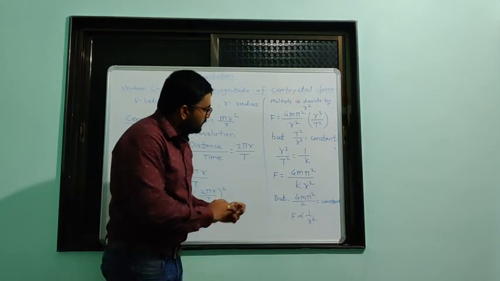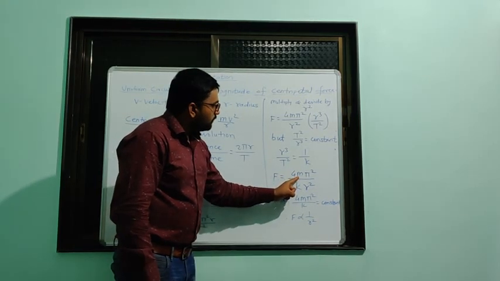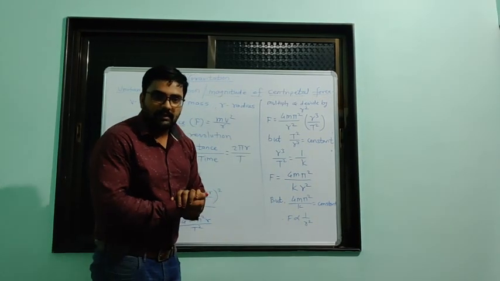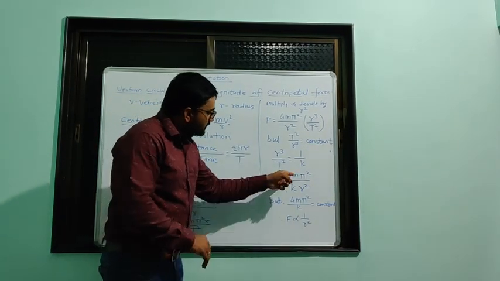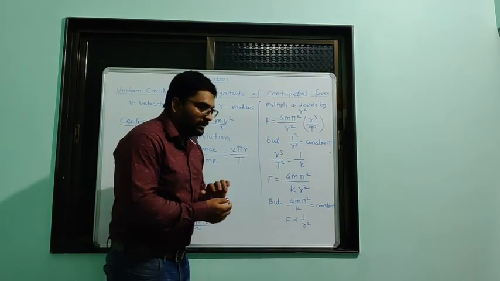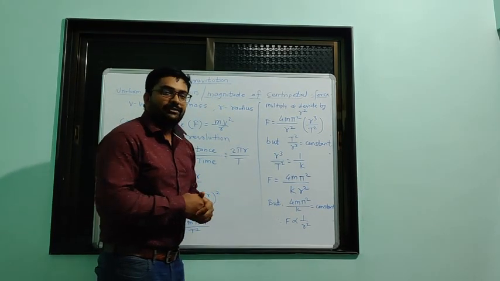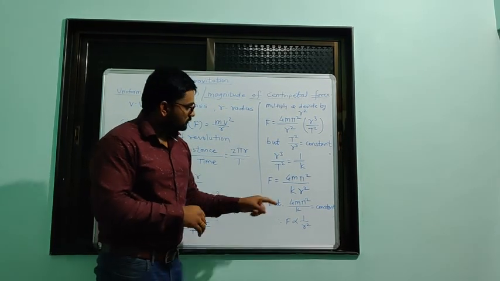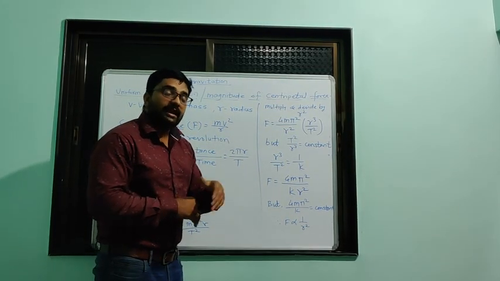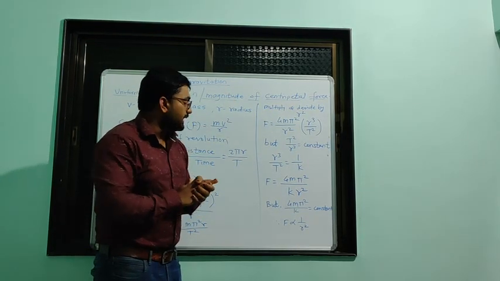So the equation will become centripetal force is equal to 4 m pi square k r square. Where m is the mass of that particular planet, pi is the constant 3.14, k is the t square by r cube ratio, and r is the distance, that is the radius, between planet and sun.